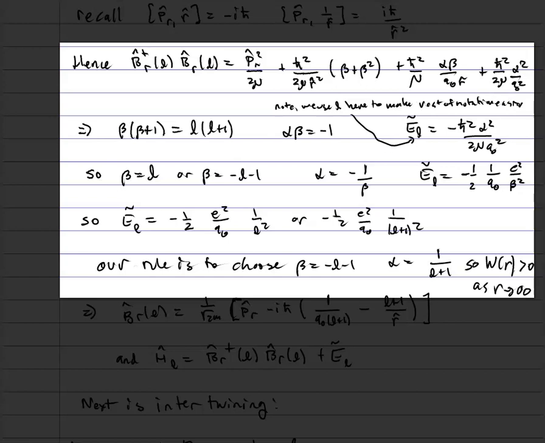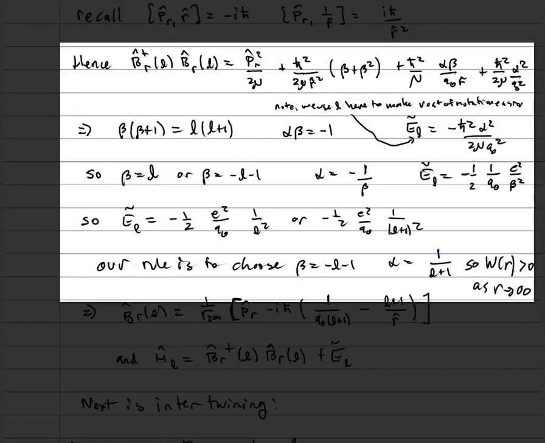So we're going to choose beta equals minus L minus 1, and then alpha is equal to 1 over L plus 1. And you can see that will guarantee that the superpotential is greater than 0 as R goes to infinity. So that's it. We've determined our ladder operators.